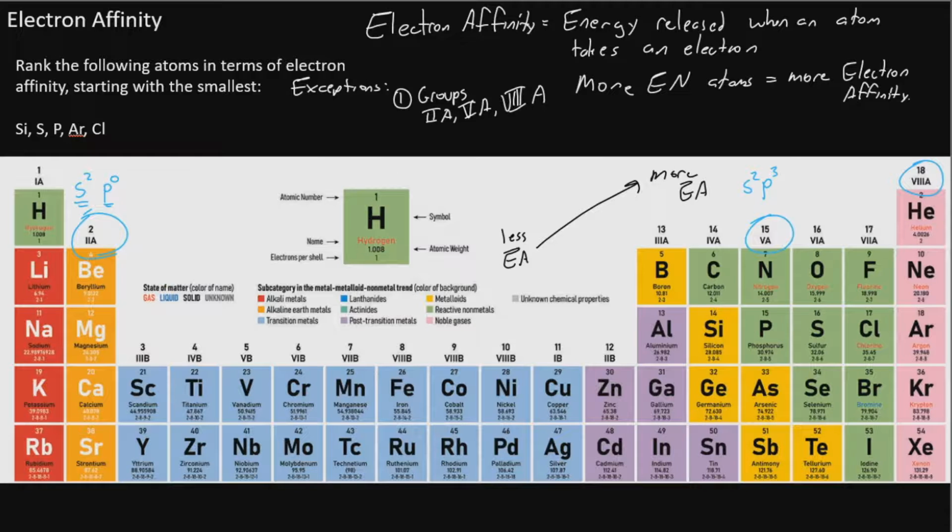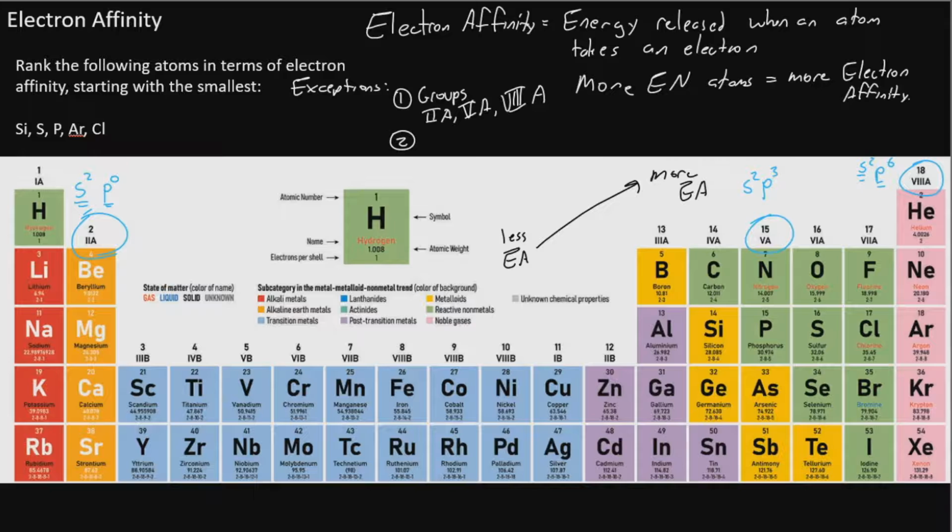Group 8A has a similar problem because its configuration ends with S2P6. You have a full subshell for S and a full subshell for P. Therefore, taking on an extra electron would not be favorable for anything in Group 8A. That new electron would have to go on the next level up. For example, neon is on level 2. Therefore, if it captured an electron, that electron would have to go into level 3. Therefore, any element from these groups will have a lower electron affinity than expected.